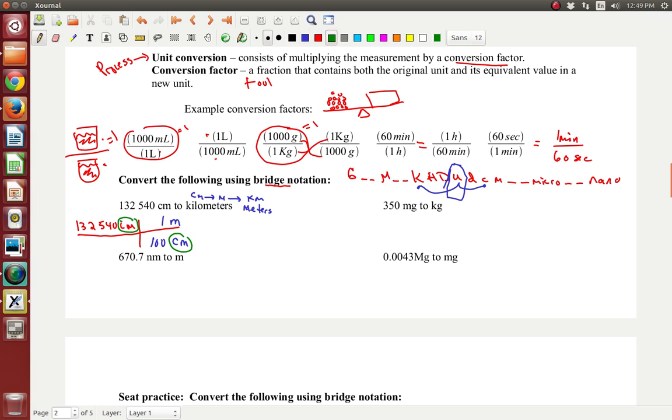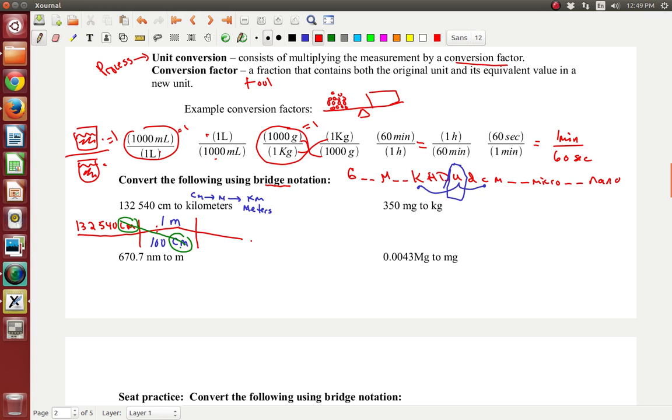You should be able to draw a diagonal line and cross those out, top to bottom, top to bottom. Numerator, denominator are canceling. You cancel units just like you do numbers. So if I'm going to do my math right now, I'd say 132,540 divided by 100, and I would have a number, and that would be in meters. But my question is asking me to turn it into kilometers.